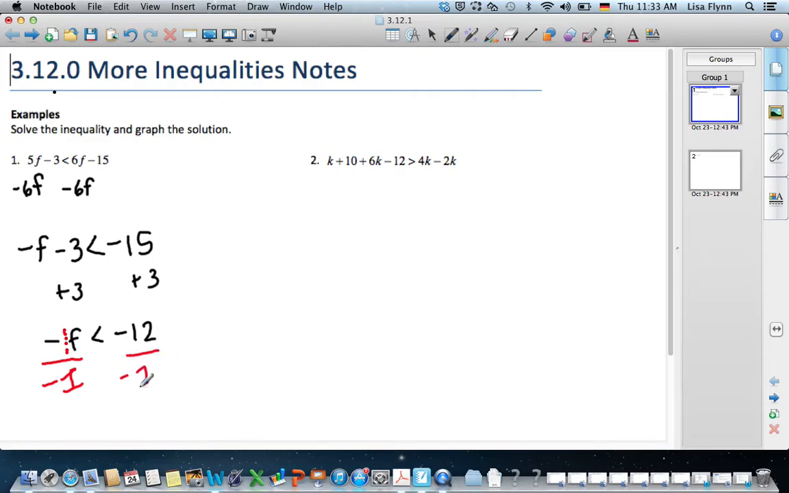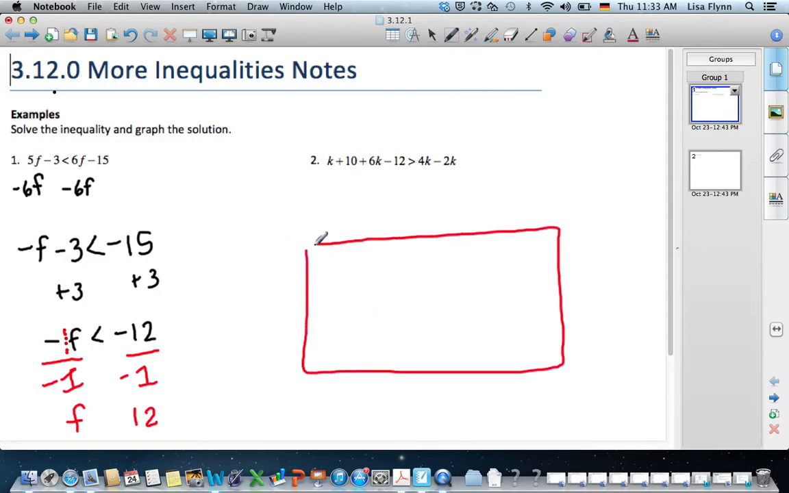Now, we need to talk about this because something happens when we divide by negative 1. Negative 12 divided by negative 1 is 12. We'll just do a little side note here and we'll erase it. If I had the number 2 is less than 7, do you agree with that? Yes. Okay, well, I'm going to multiply both of these terms by negative 1. So I end up with negative 2 is less than negative 7.